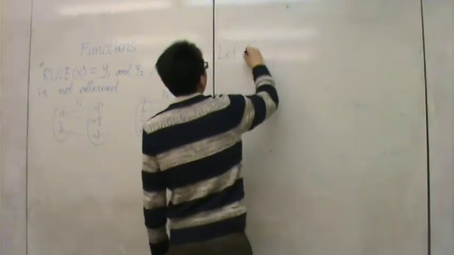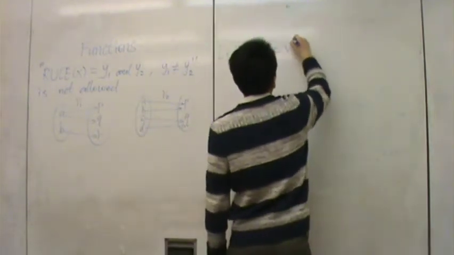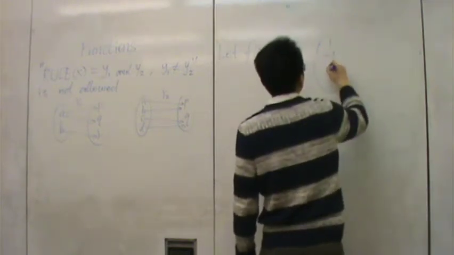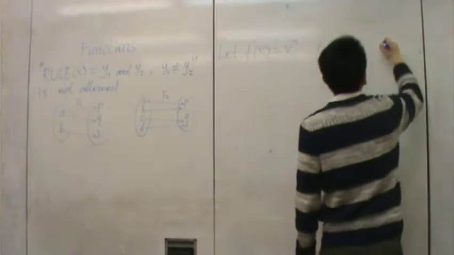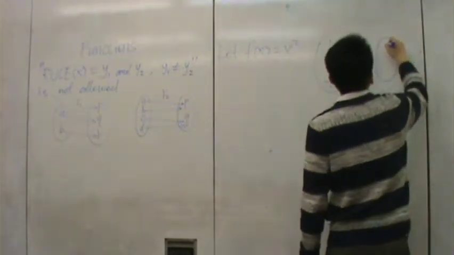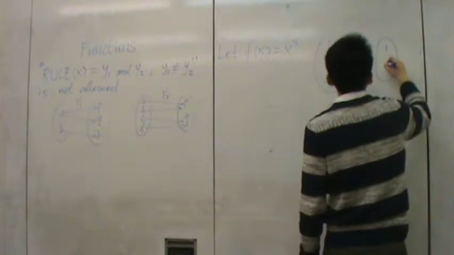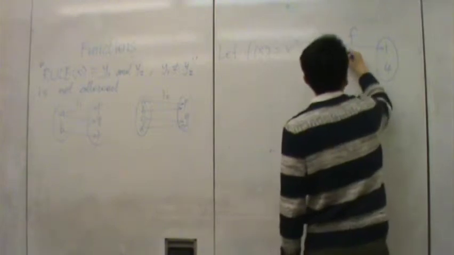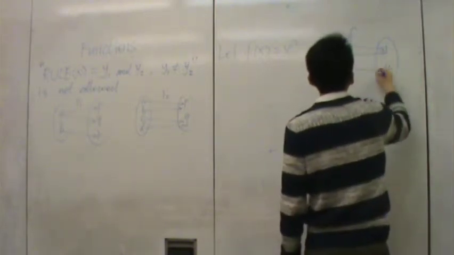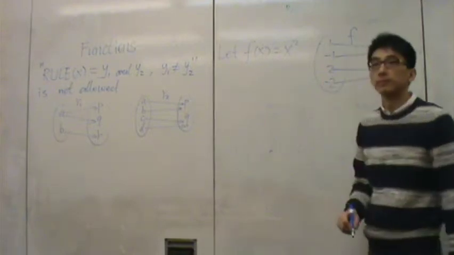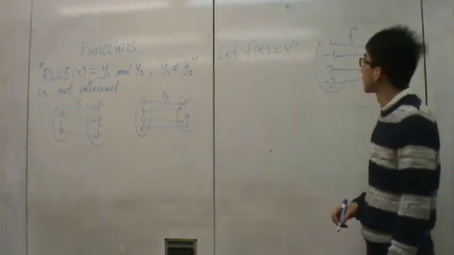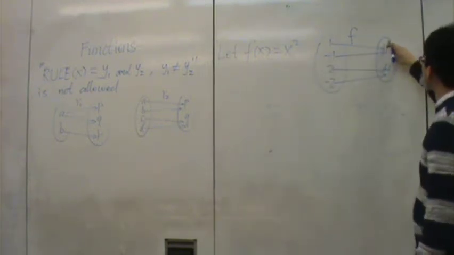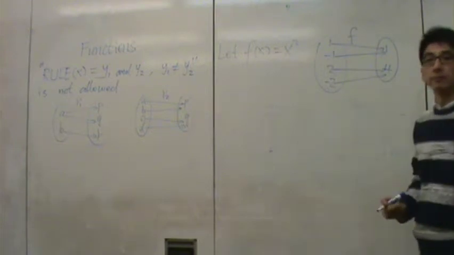I can even give you a concrete example. Let f of x equals x squared. Then suppose the domain consists of 1, negative 1, 2, negative 2. The range will be a set consisting of 1 and 4. The function f of x equals x squared maps 1 to 1, negative 1 to 1, 2 to 4, negative 2 to 4. So, as a function, it's okay, even though 1 and 4 are not unique.